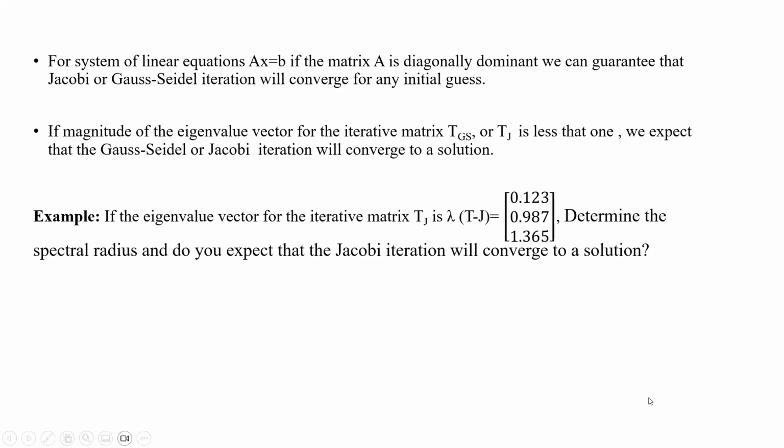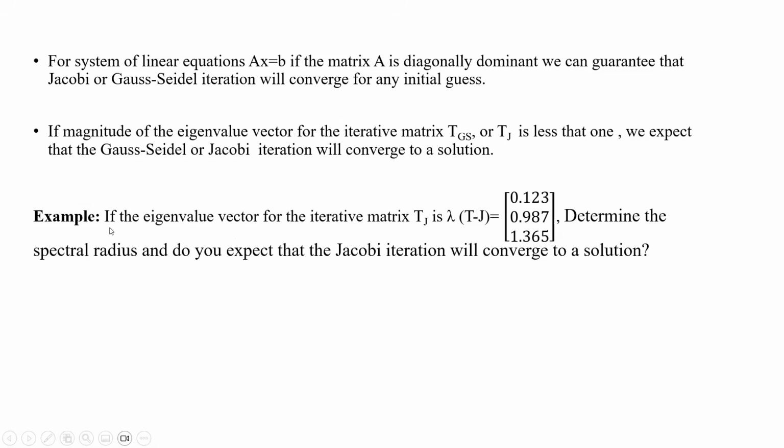Okay, these are some points that we have to note for these two iterative methods. For a system of linear equations, if the matrix A is diagonally dominant, we can guarantee that Jacobi or Gauss-Seidel iteration will converge for any initial guess. And the next one, if the magnitude of the eigenvalues of the iterative matrix, meaning the Gauss-Seidel matrix or Jacobi matrix, is less than 1, we expect that the Gauss-Seidel or Jacobi iteration will converge to the solution.